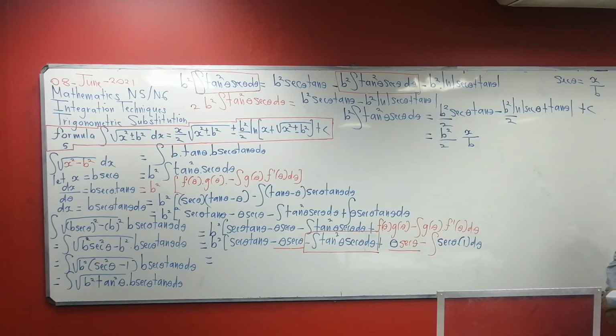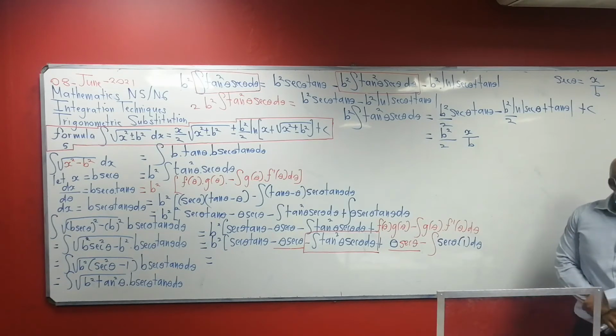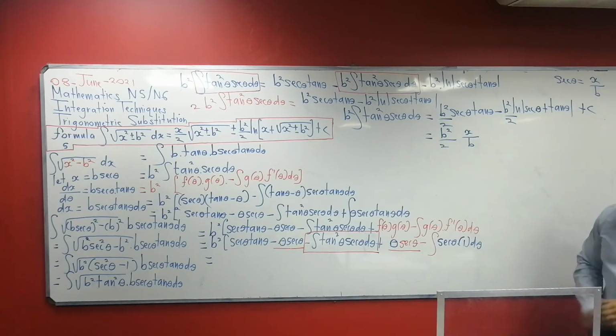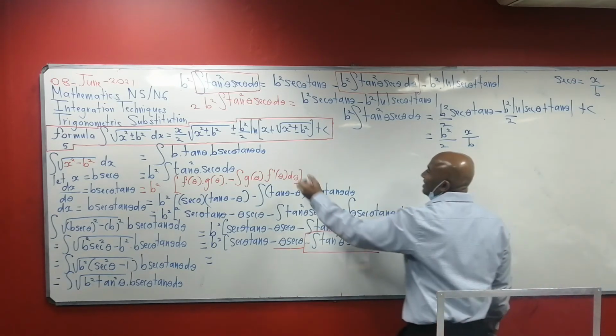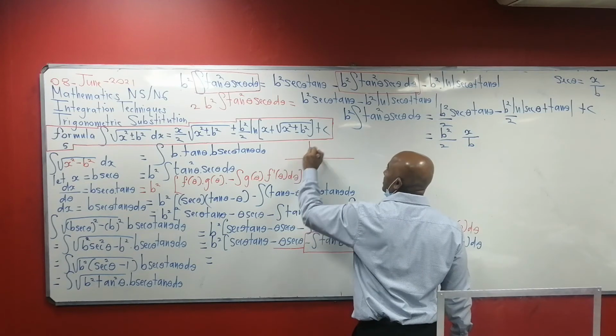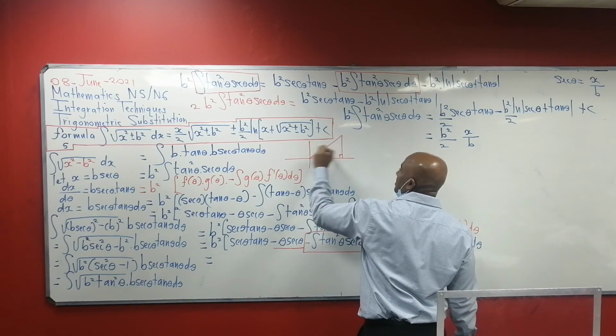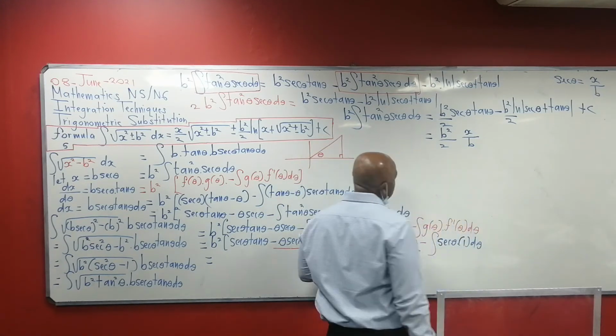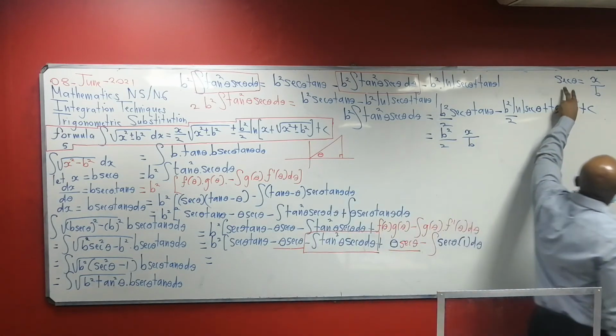Do we have a substitution for tan theta? We've got a problem now. We need a substitution for tan theta also. So all you do is use SOHCAHTOA. This is trigonometric substitution. Okay, so what do we know about sec?